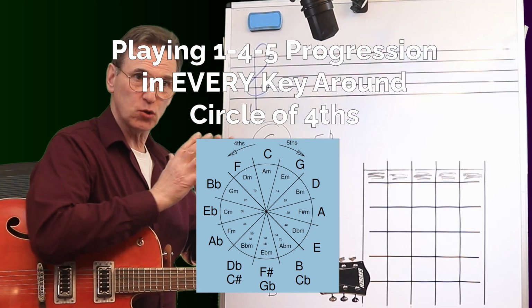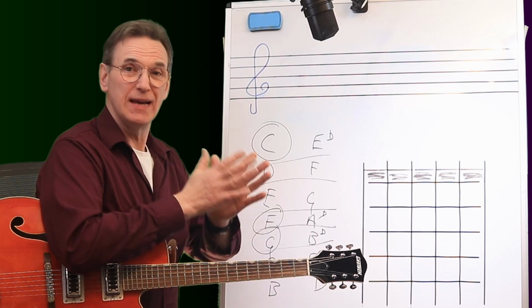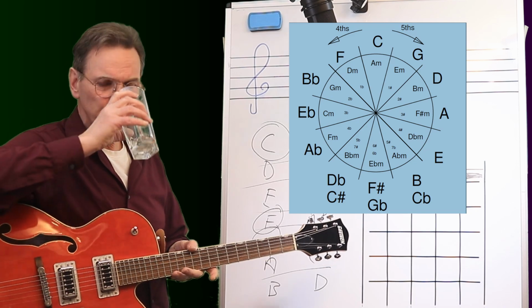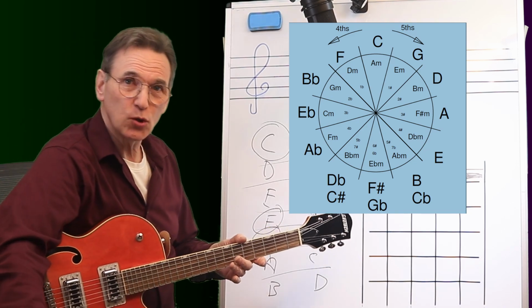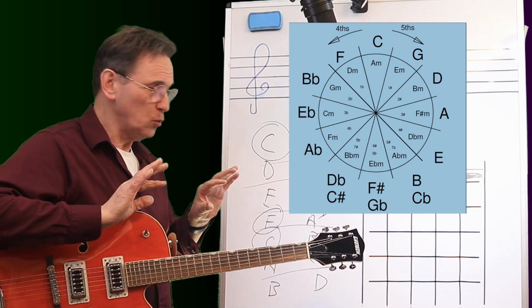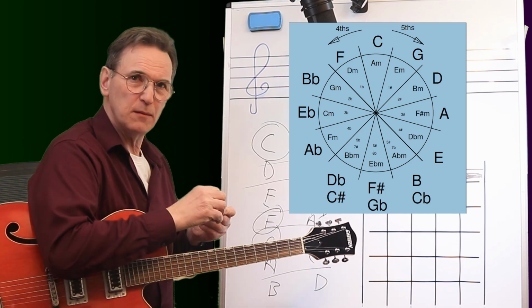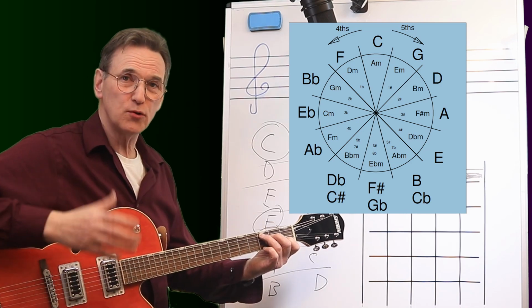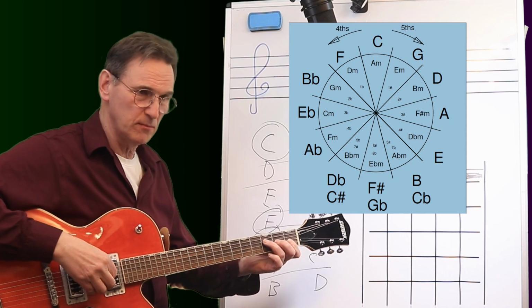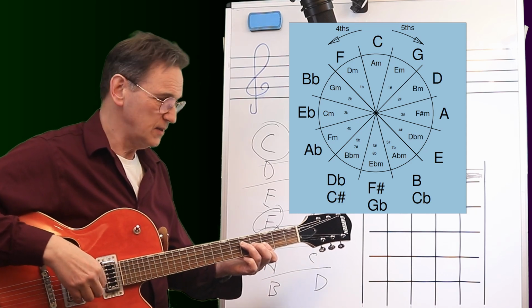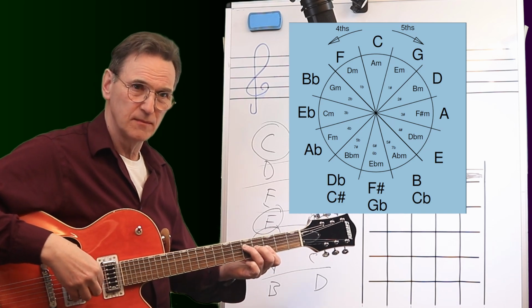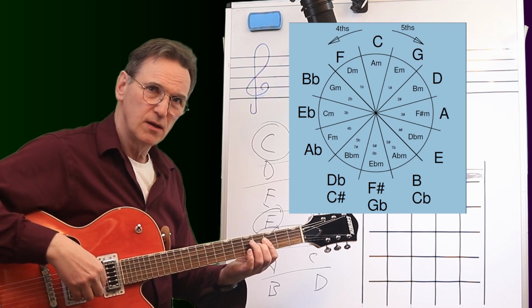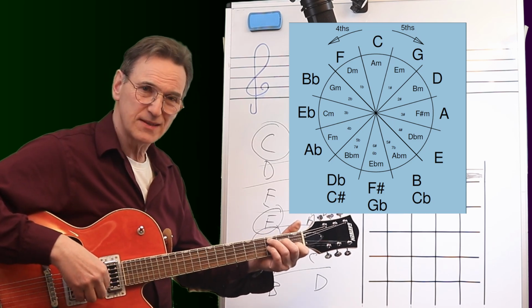In the exercise that I showed last week, I didn't really explain how to do it. So here's how to do it without having a circle of fourths. Let me show you how I do this. I'm going to go through some of the keys. The chord progression that I showed last week goes like this, and then I play a 7th chord, which goes back to this one.